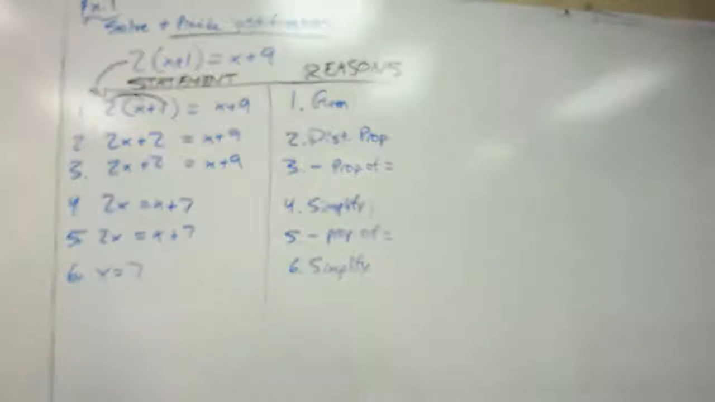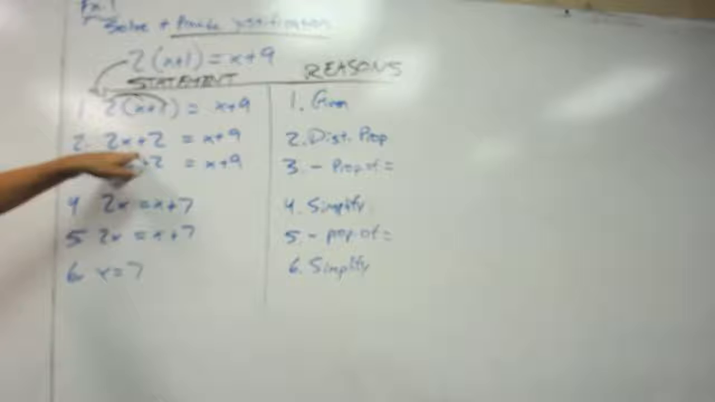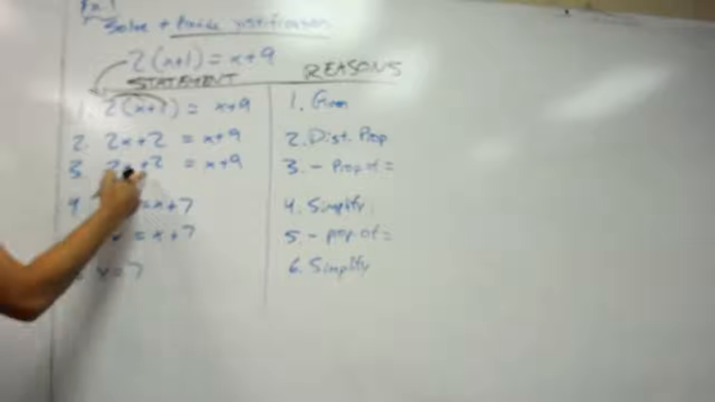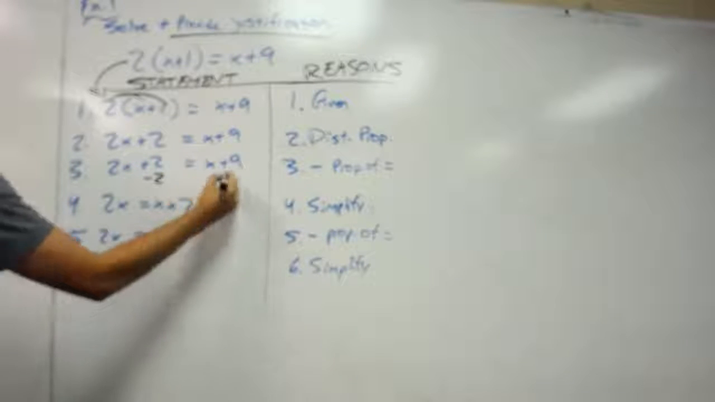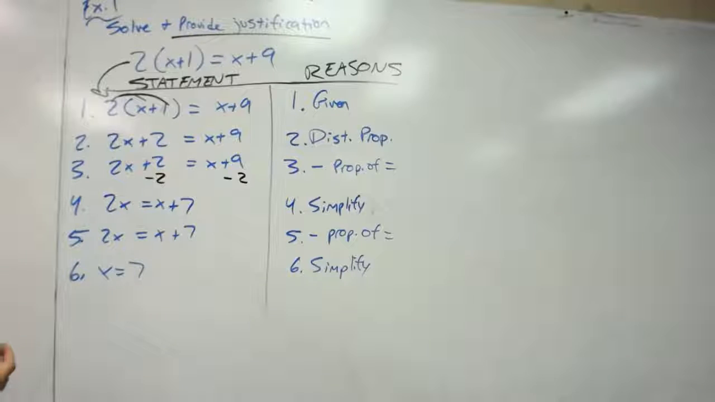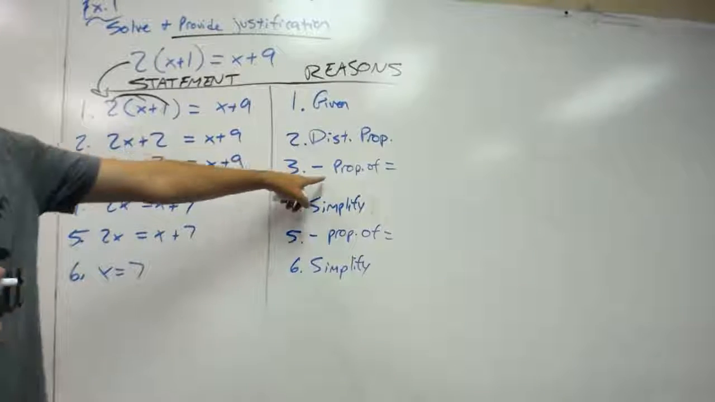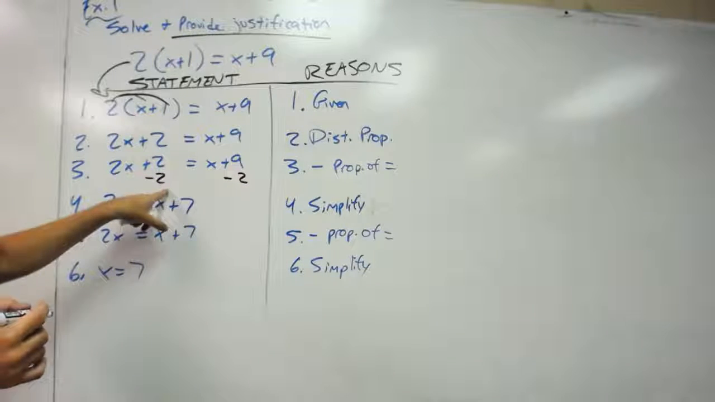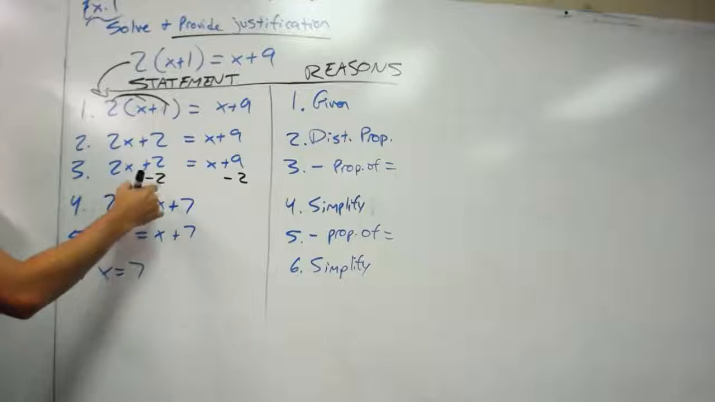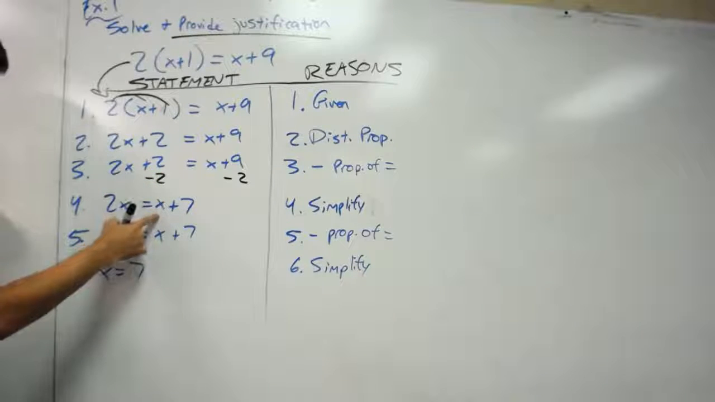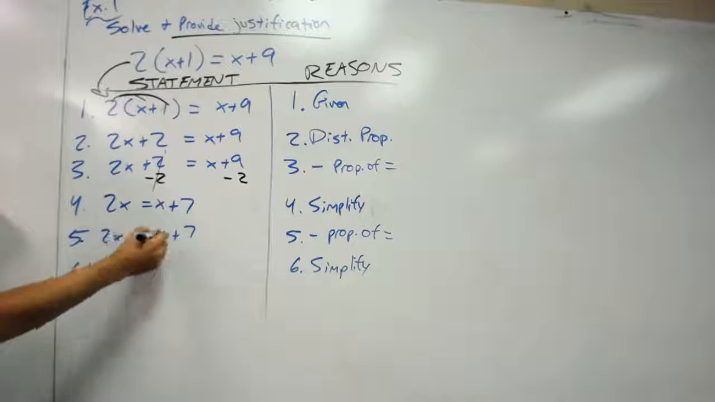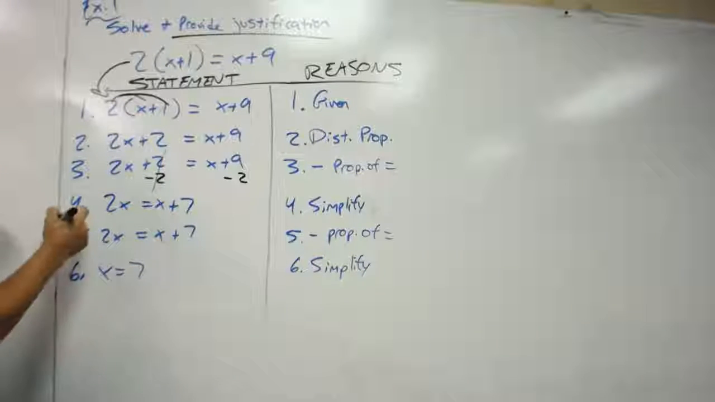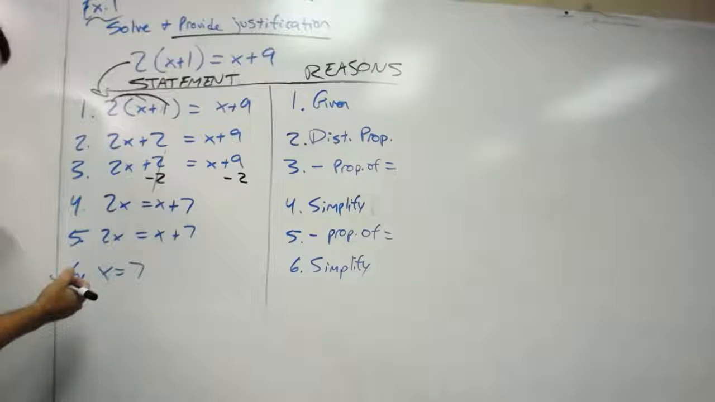The next step, once we have 2x plus 2 equals x plus 9, would be to get rid of the 2, trying to get x by itself. So we subtract 2 on both sides. Like we said, that's subtraction property of equality. This is what is technically left. So when I actually solve 2 minus 2 to be 0, and when I actually do 9 minus 2 equals 7, that is me simplifying. So now we have our simplified version of our subtraction property of equality.